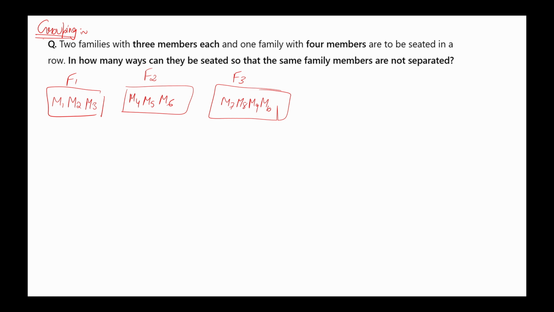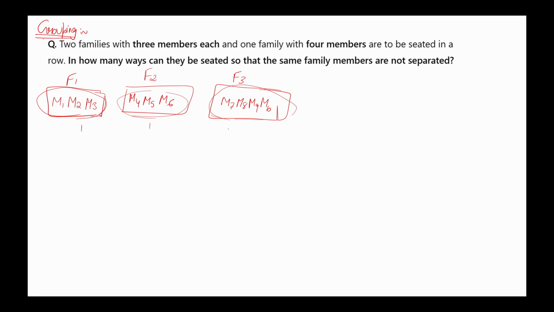Now first of all, if they had not given us any condition, how many ways would it have been? Simply, since there are 10 members, it would have been 10 factorial. However, now they've told us that the same family members should be seated with each other. That means I'm going to group each family. So this is my one group, this is another group, and this is my third group.